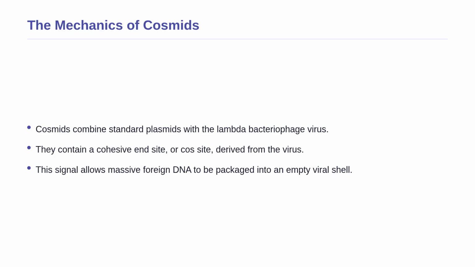empty viral protein shell. Once the viral shell injects the DNA into the host cell, the Cosmid circularizes and replicates exactly like a normal plasmid. This clever trick allows us to bypass the physical limits of standard plasmid delivery.